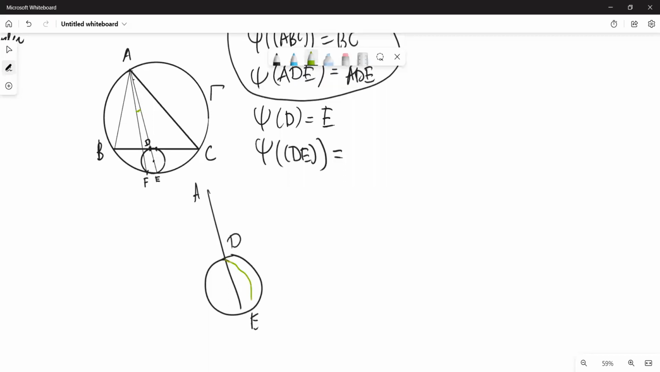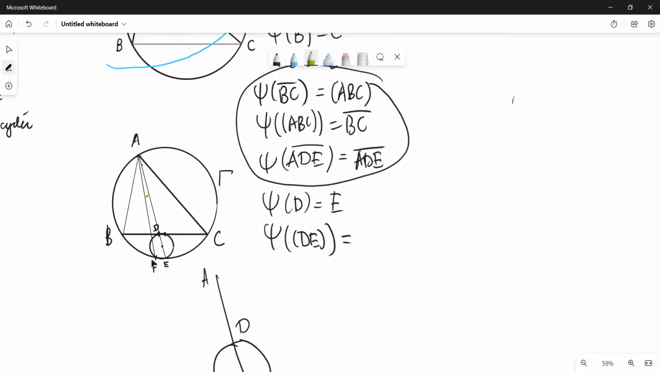So why isn't it something like that? Maybe another circle that passes through D and E. Or why is it not like that? Why is it not anything else? Why is it exactly itself? DE passes through the center. Yeah, so it's symmetric, right? Yeah.